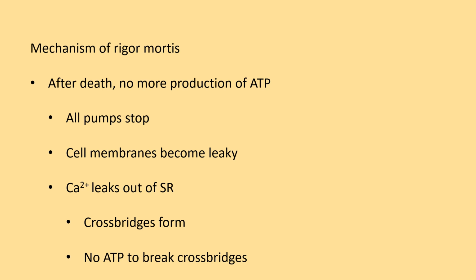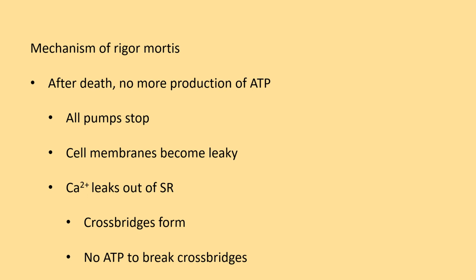And so calcium leaks out of the sarcoplasmic reticulum. You remember that there's a very steep concentration gradient for calcium, from inside the sarcoplasmic reticulum to outside the sarcoplasmic reticulum. The cytosol normally has very, very little calcium. So without those calcium pumps operating, calcium will leak out of the sarcoplasmic reticulum and into the cytosol. And once it's in the cytosol, that calcium is going to bind to troponin. Tropomyosin will move out of the way and cross bridges will form.